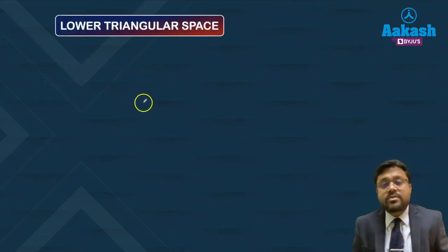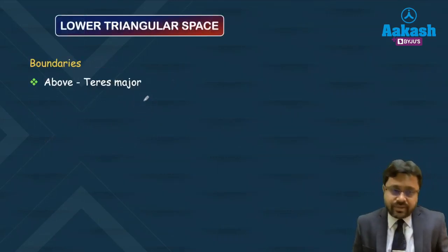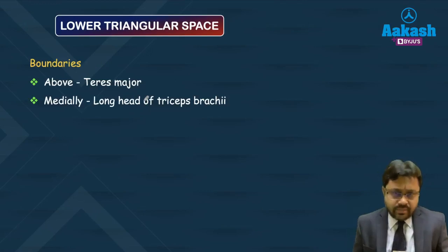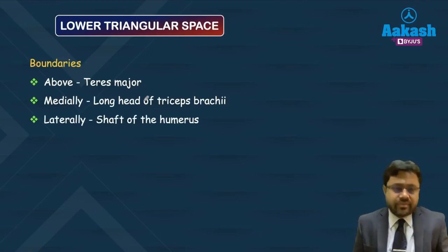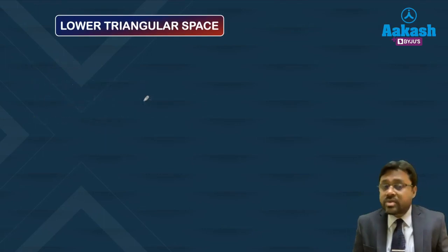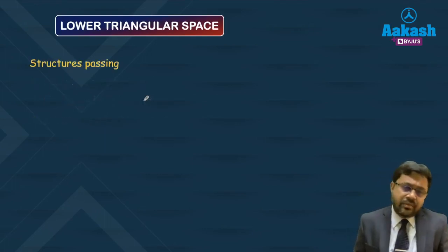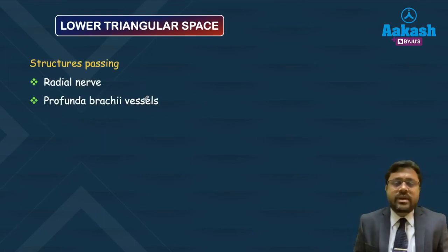Come to the lower triangular space once again. Boundaries: above teres major, medially the long head of triceps brachii, laterally the shaft of the humerus. What are the structures passing over here? That pair of the radial nerve and the profunda brachii vessels.